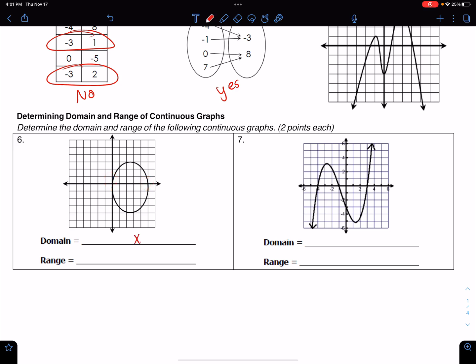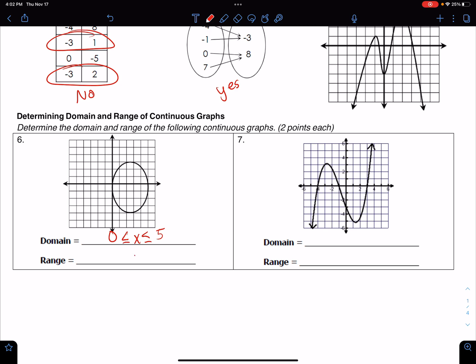So we say x is between 0 and 5. So 1, 2, 3, 4, 5. So it's greater than 0 and it's less than 5. Okay, so that's our domain.